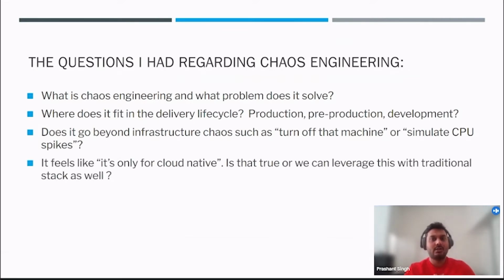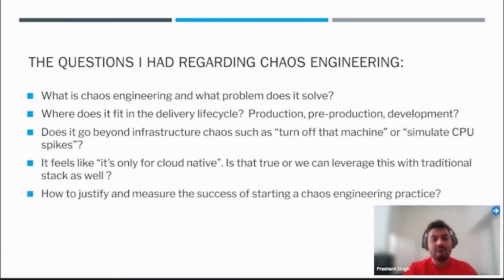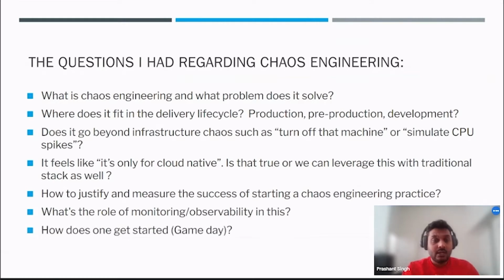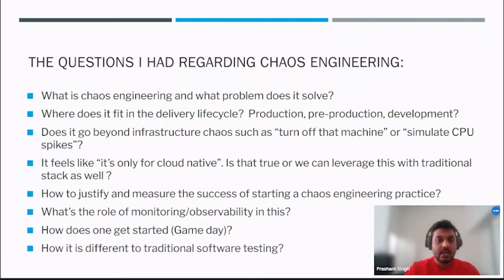Also, chaos engineering is pretty much engaged with cloud native applications. So can we use it only for cloud native applications, or can we use it for the traditional stack as well? I had this question, but maybe it's not very relevant for us as of now. And if we do something, we want to measure it. If we do chaos engineering, how do we measure whether it was successful or not? What is the role of monitoring and observability in this, and how does one get started, if you understand all the things we are planning to do for CPro? How are we going to start? What is a game day basically? And last but not the least, how is it different from traditional software testing?